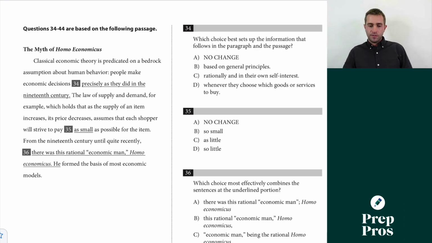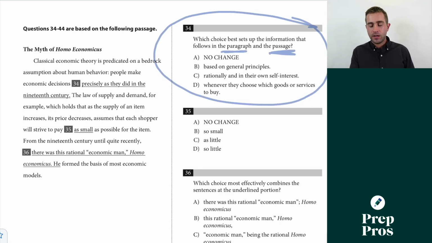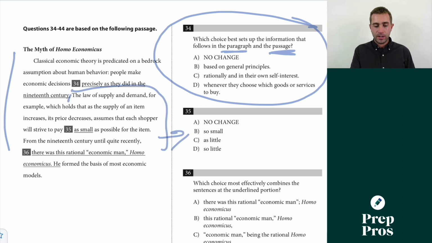All right, question 34 here and the rest of the last passage. So here, because I see follows in the paragraph and then the passage, this is what I'm going to save for last. I may have a really good idea after this paragraph, but I still want to give myself more context. So 35 here, this is just an idiom question. It's just whichever one is the way we typically say something. The law of supply and demand, for example, which holds that as supply of an item increases, its price decreases, assumes that each shopper will strive to pay. We don't say as small as possible. We just say as little as possible.